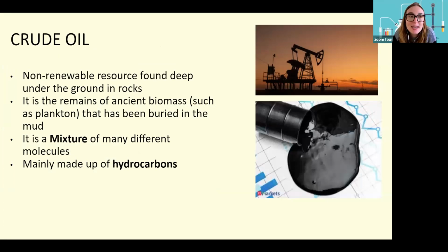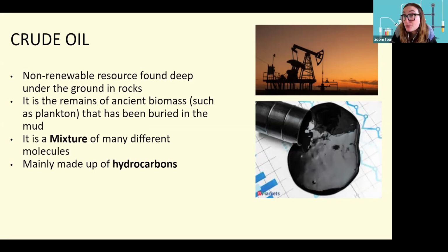Now, crude oil might be a phrase that you've heard of before. It is a non-renewable resource that's found deep under the ground in rocks. If you can recognise this as an oil rig, this top right-hand picture, that's one of the methods of drilling underground to get this crude oil out of the ground. And crude oil is actually made from ancient biomass. What that basically means is it's the ancient remains of plankton and very small animals that have died and been buried by mud to form this oil.